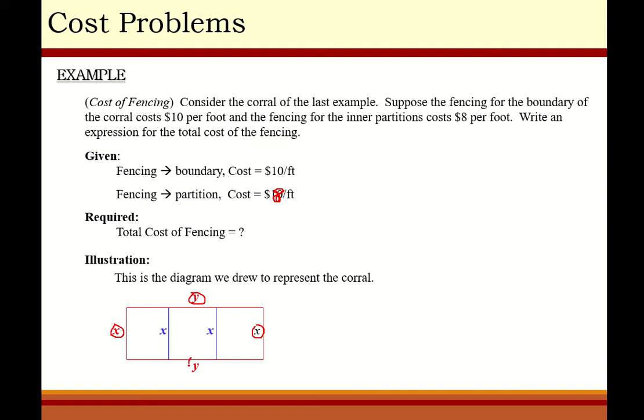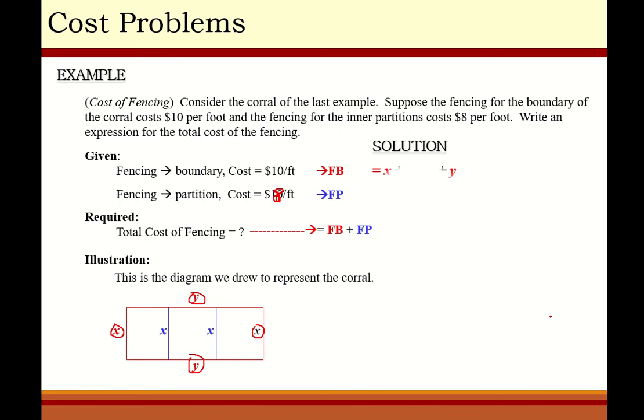So if we let the fencing boundary be FB, we abbreviate it, class: FB for fencing boundary, and FP for fencing partition. Therefore, the total cost of fencing is FB plus FP.